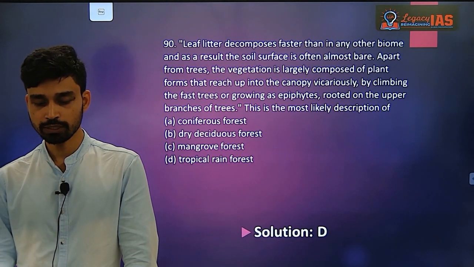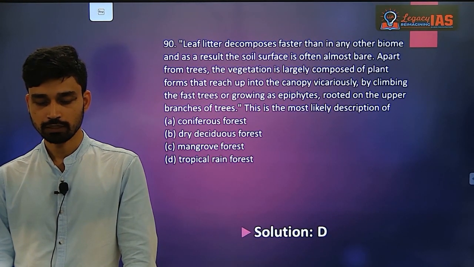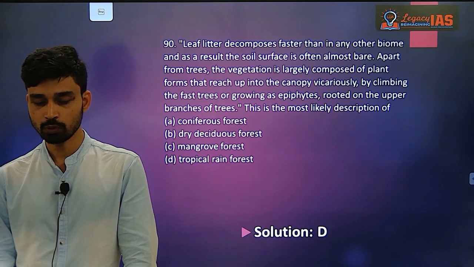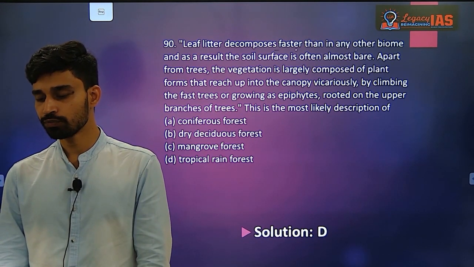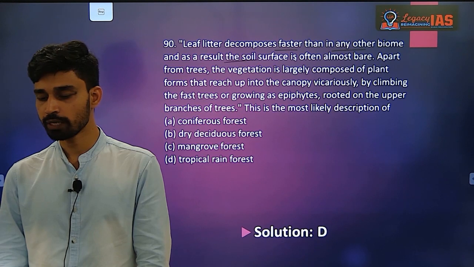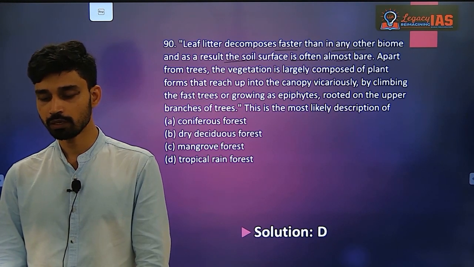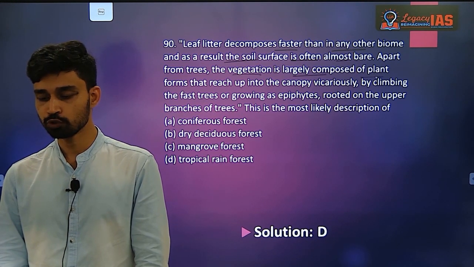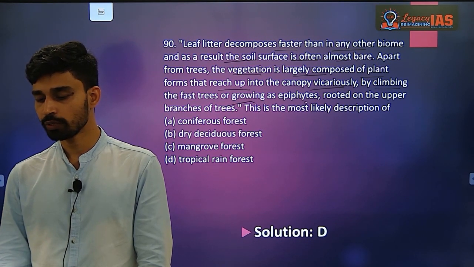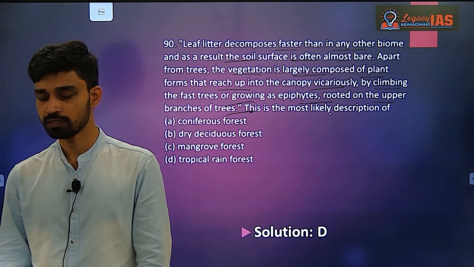Next question is regarding the vegetation. The statement or the paragraph is given about: leaf litter decomposes faster than any other biome, and as a result the soil surface is often almost bare. Apart from trees, the vegetation is largely composed of plant forms that reach up into the canopy vicariously by climbing the forest trees or growing as epiphytes rooted on the upper branches of trees. This is most likely a description of.